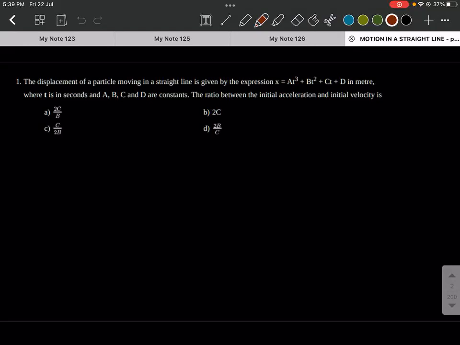So yesterday we discussed the concepts which are related to motion in one dimension. Today we'll try to solve a few problems that are based on them. So the first question is, the displacement of a particle moving in a straight line is given by the expression x is equal to at cube plus bt square plus ct plus d in meter, where t is measured in seconds and a, b, c are constants. The ratio between the initial acceleration and initial velocity is.